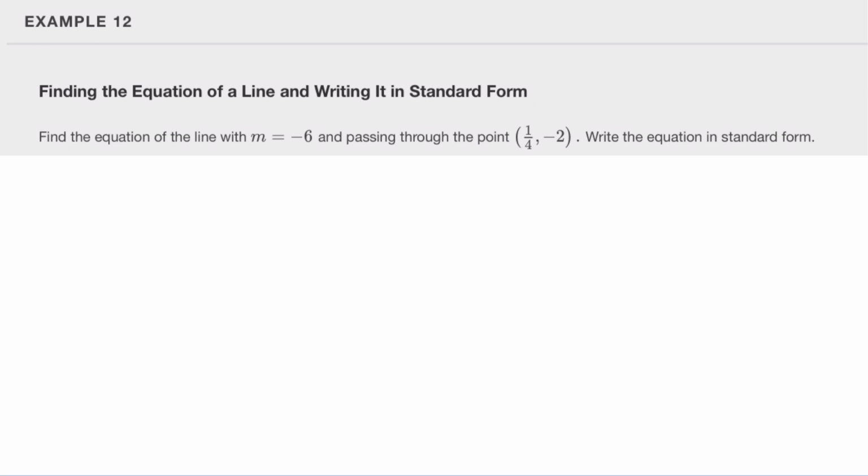So find the equation of a line with a slope of -6 passing through this point, and write the equation in standard form. I think we did one like this earlier where we used the point slope formula. I'm going to showcase how to use y equals mx plus b, the slope intercept form. So we have the slope. The only thing we don't know is our y intercept, which is our b.